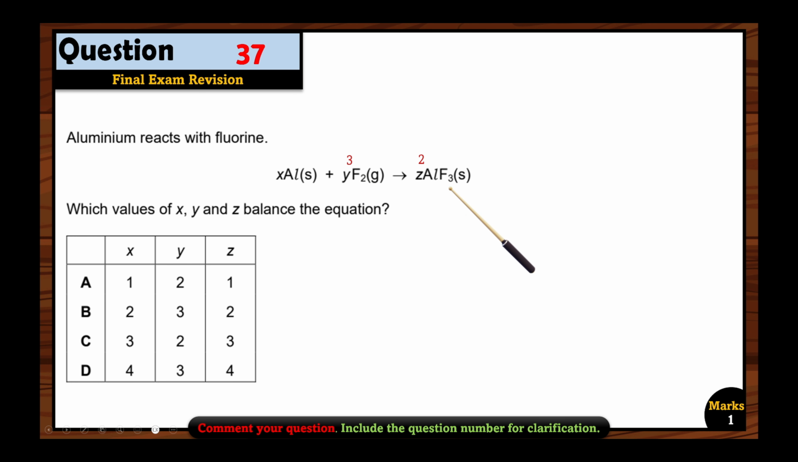Now what we can do is try to balance this F2 and F3. So if F is 3, how can I balance it? By multiplying it with, this is the odd number, right? So an odd number, we can make it an even number.